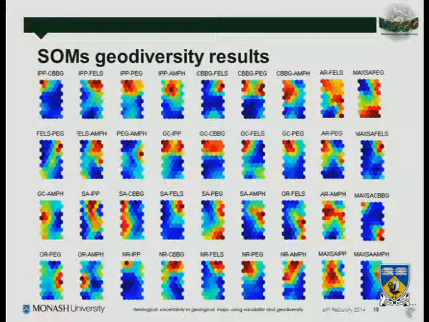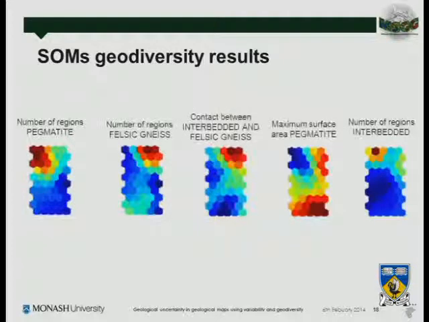So there's the component maps for the self-organizing maps. I won't go through all of them because there's too many, but I've brought out a couple of interesting ones to look at, which is the number of regions for the pegmatite. So the pegmatite is mapped quite differently, and I'll show you some pictures soon that will show a bit more. But remember that it's in that top left-hand corner.